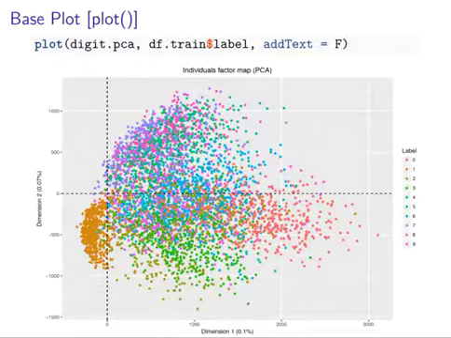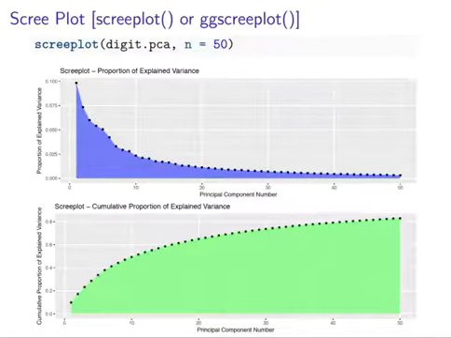The first one is the base plot. As you can see here, it overrides the plot function. It takes in the PCA data type, and if you tell it what the label is, it gets these nice colors that you see here, and you can start interpreting the data from there. If you add text equals true, it'll actually put the label over the top of them, and you'll see that in a later graph I show.